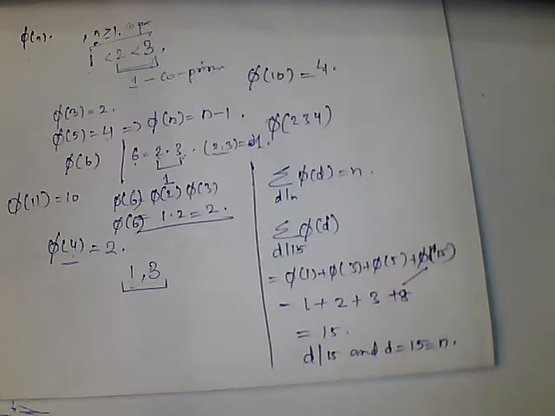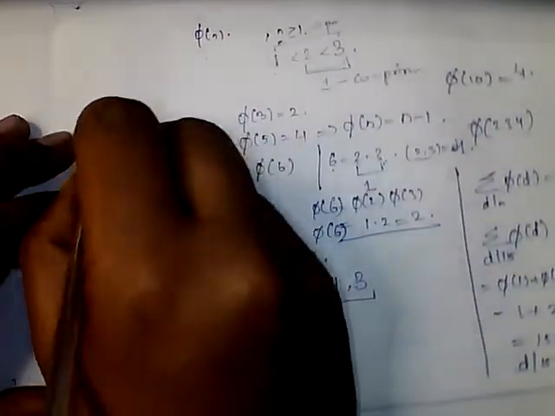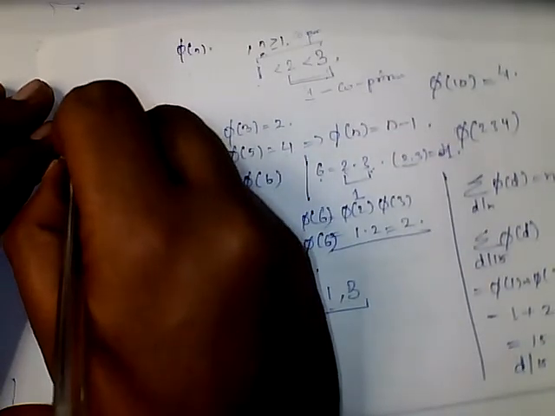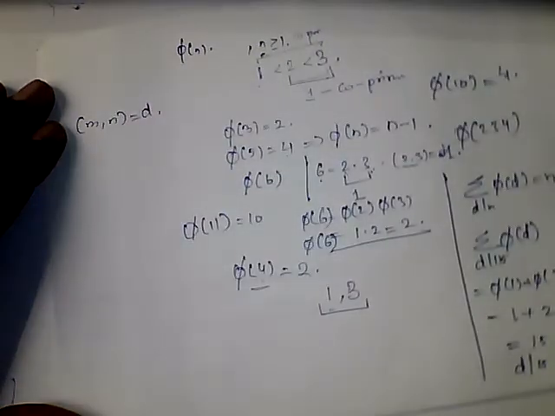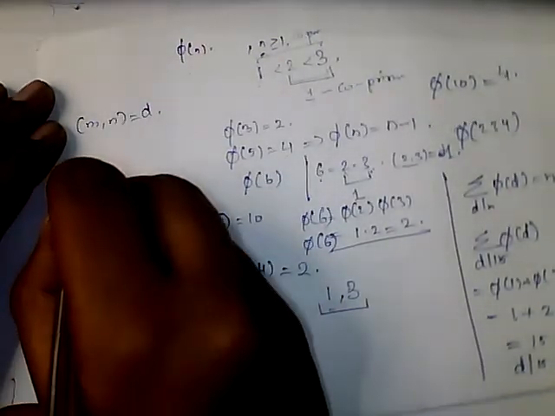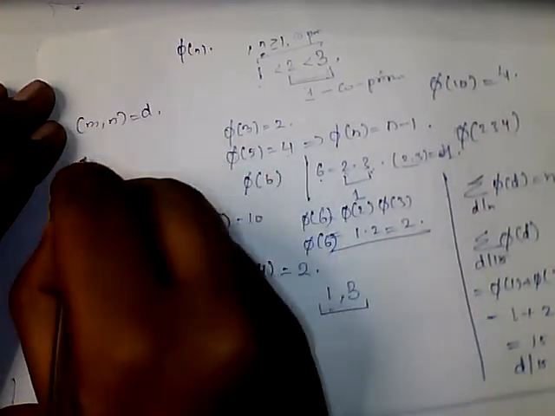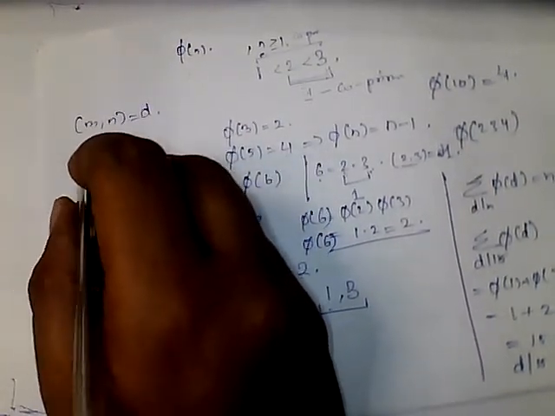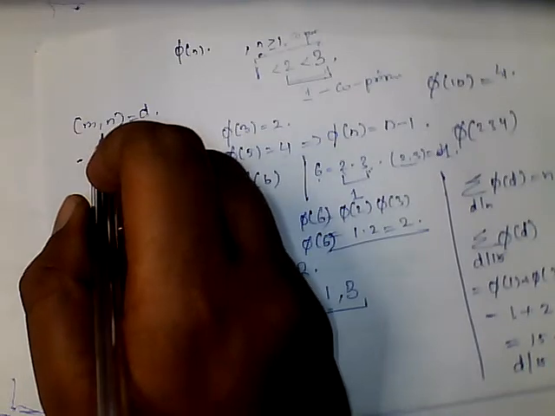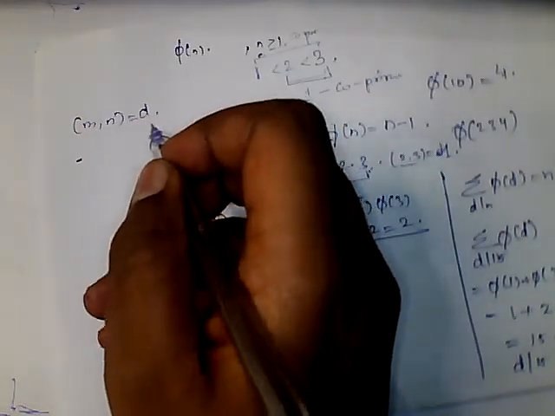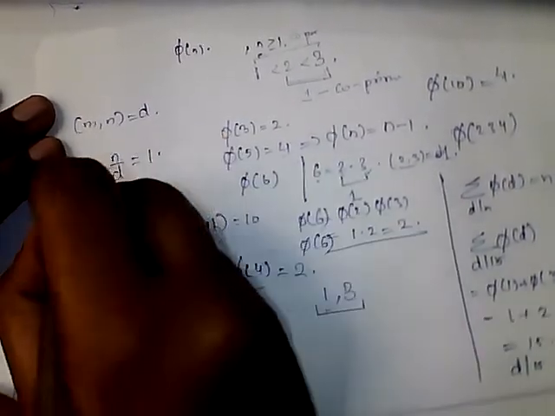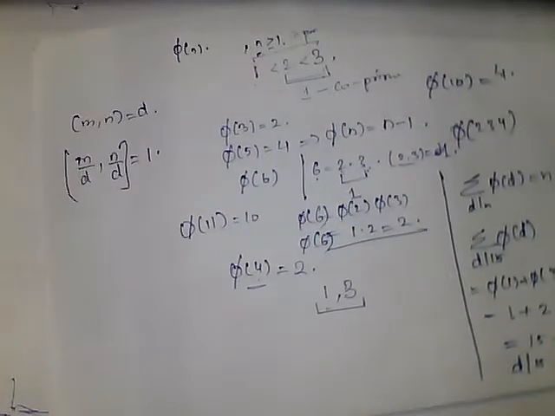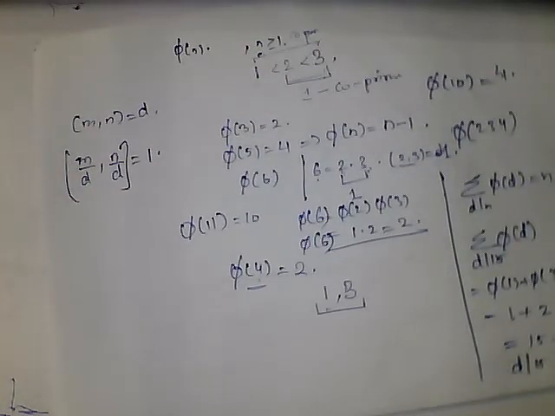Before that, I want to give you some basic concept. If the GCD of m comma n is equal to d, you can always divide m by d and n by d, and you will get this. Keep that in mind. We are going to use that.